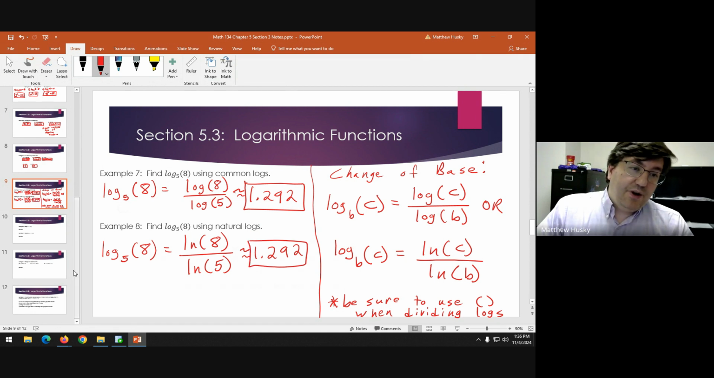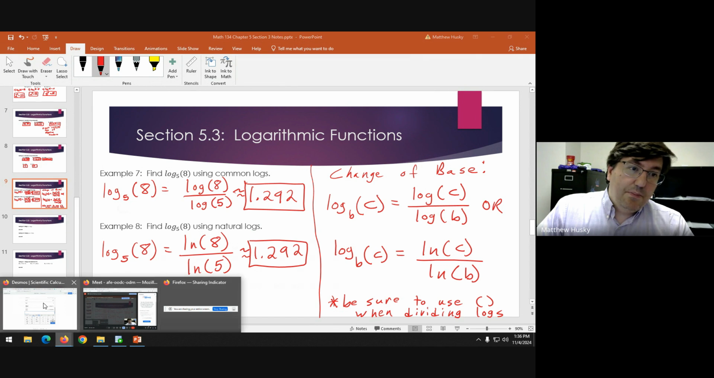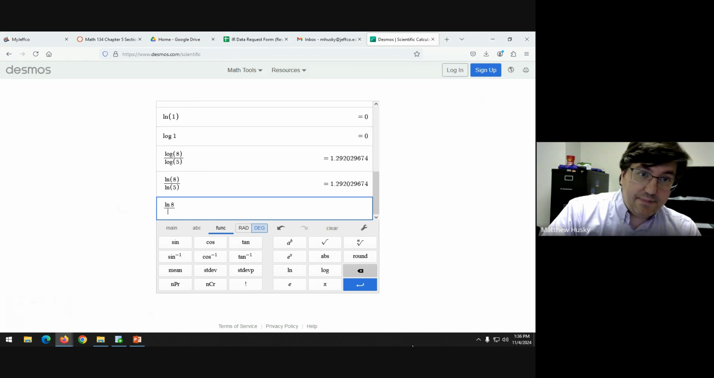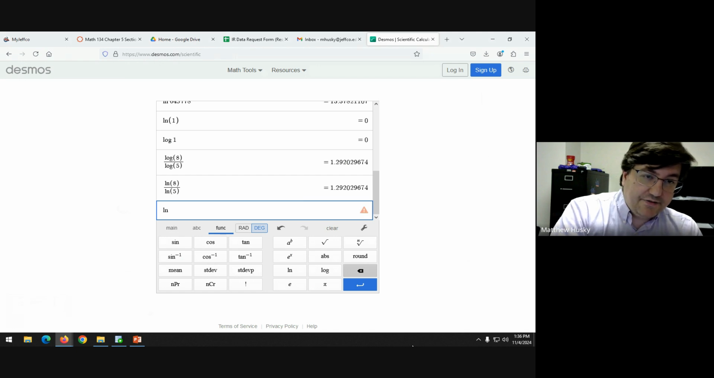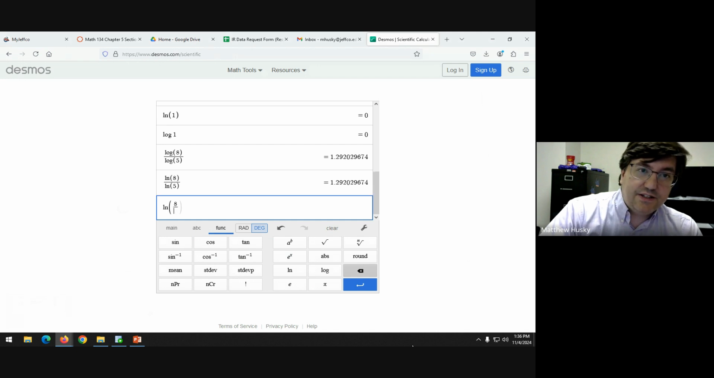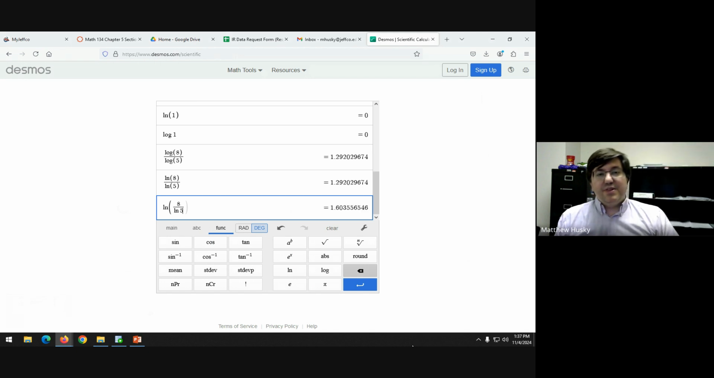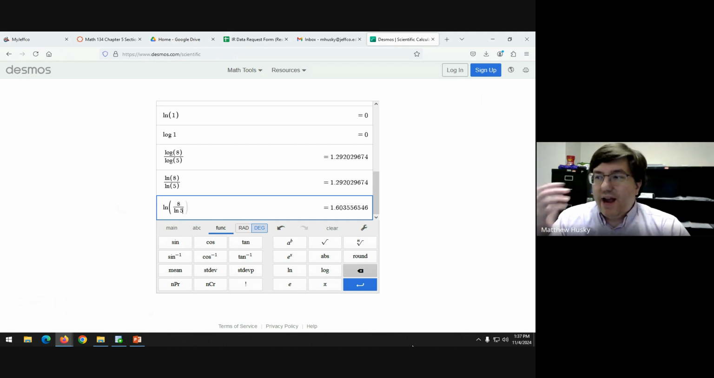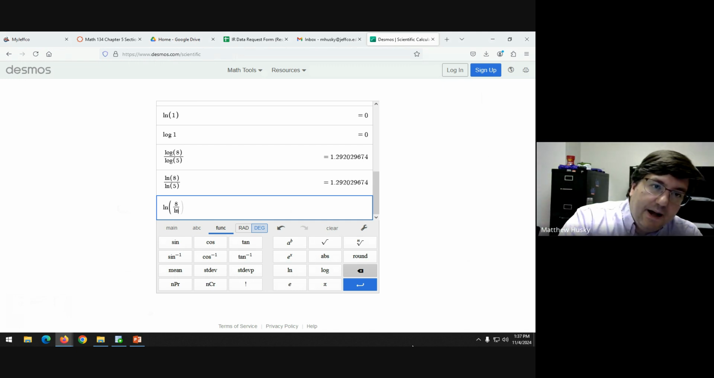If you don't put the parentheses there, you might end up messing yourself up. If you do ln 8 divided by, this calculator is actually smart enough. But if you did something like ln of 8, and then you don't close the parentheses and do divide, you sometimes run the risk of it going haywire and messing you up.